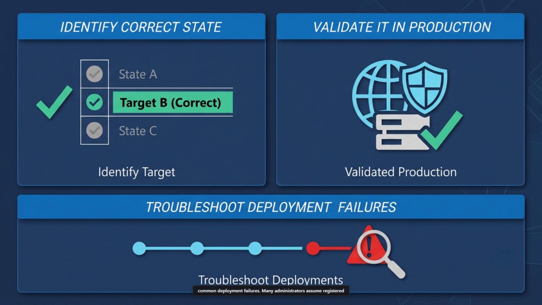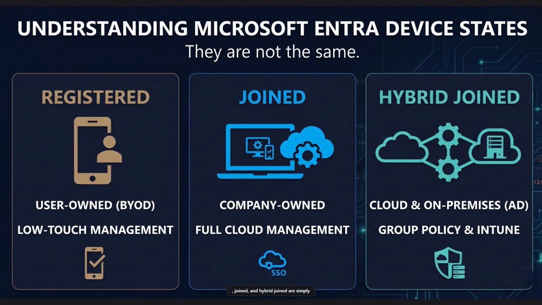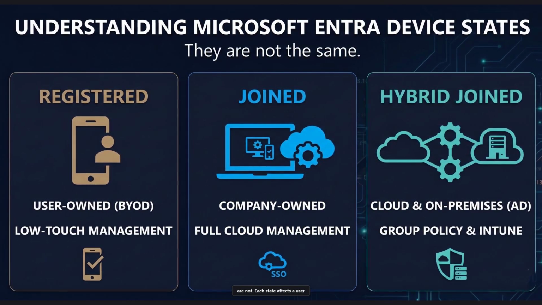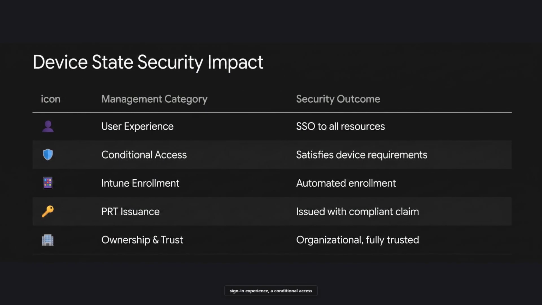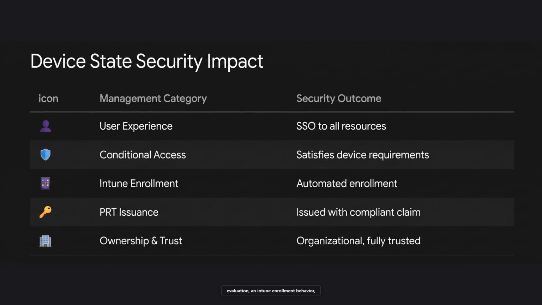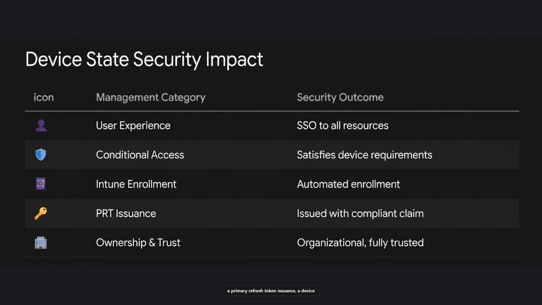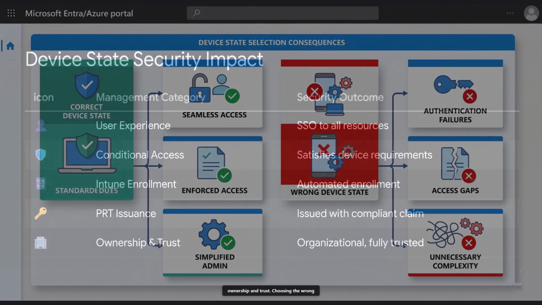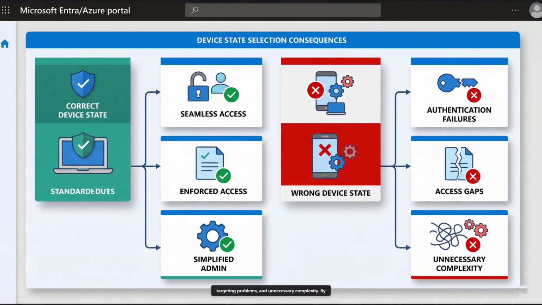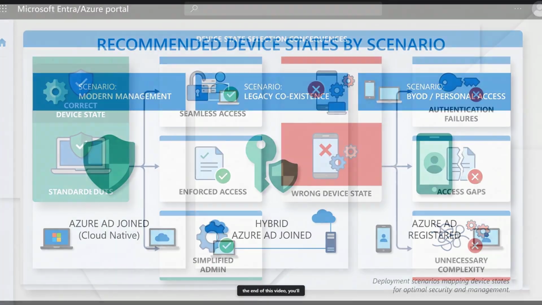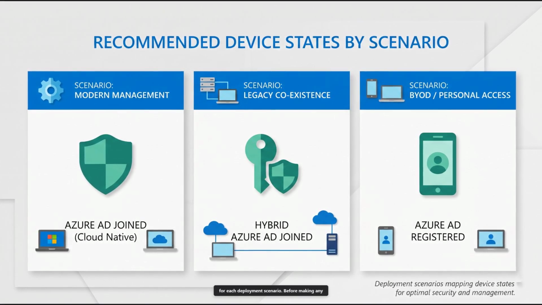common deployment failures. Many administrators assume Registered, Joined, and Hybrid Joined are simply different names for the same thing. They are not. Each state affects user sign-in experience, conditional access evaluation, Intune enrollment behavior, primary refresh token issuance, and device ownership and trust. Choosing the wrong device state can create authentication issues, policy targeting problems, and unnecessary complexity. By the end of this video, you'll know exactly which device state should be used for each deployment scenario.